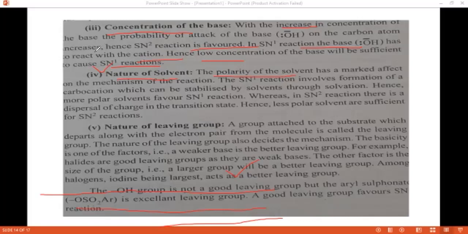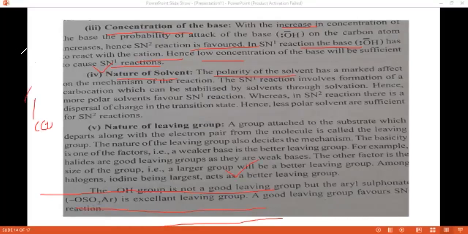The carbocation, meaning carbon carries a positive charge, can be stabilized by the solvent through solvation. What is solvation? Solvation means the solute is surrounded by the solvent molecules, or the solvent is surrounded by the solute particles. Here the carbon carries a positive charge.